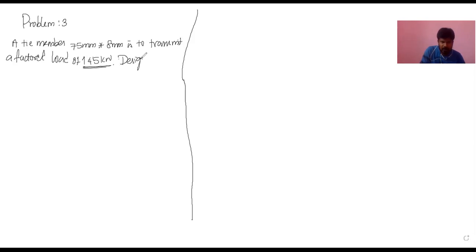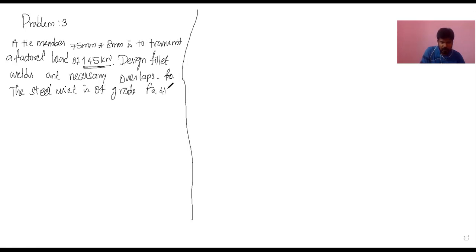So design fillet welds and necessary overlaps. The steel used is of grade Fe410. Assume gusset plate to be 12 mm thick. So this is the given data they have mentioned.